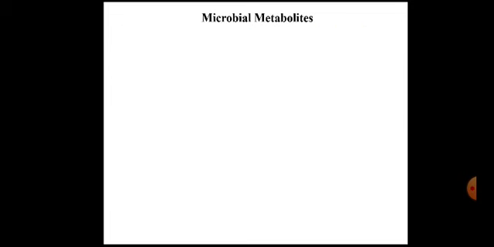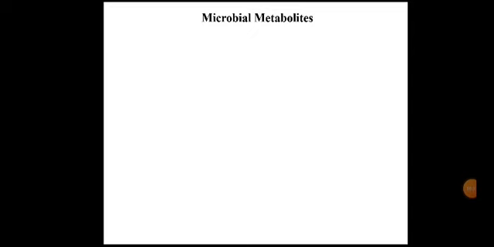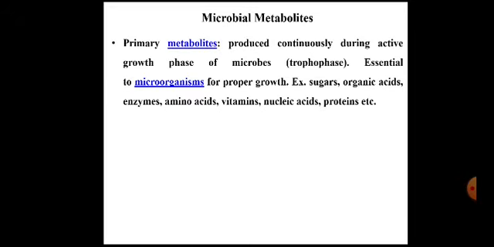Then microbial metabolites. You must have learned that microbial metabolites are fermentation products. We can say fermentation products or microbial metabolites are of two types: primary metabolites and secondary metabolites. So the definitions of these two you should remember. Primary metabolites are those which are produced continuously during the active growth phase. That means they are produced during the log phase, or we can call it the trophophase.